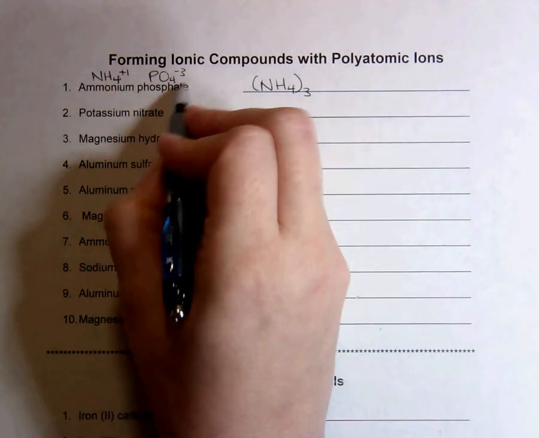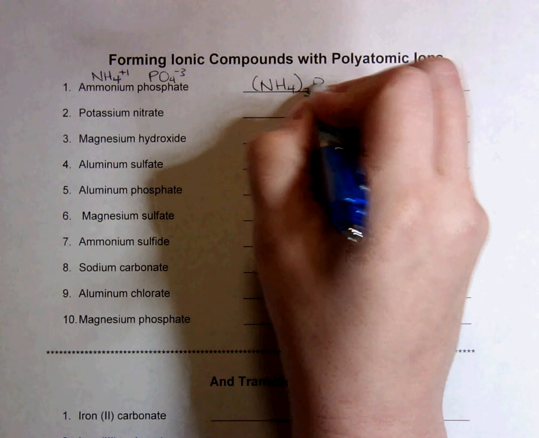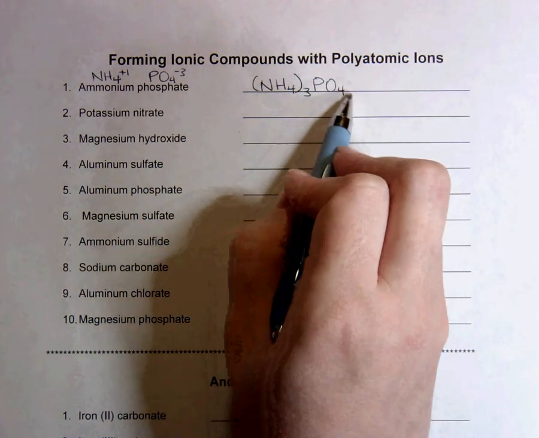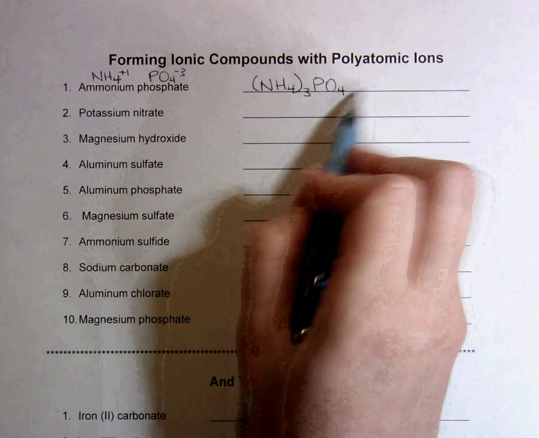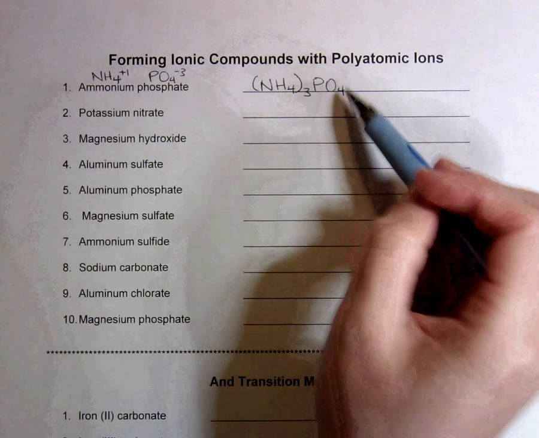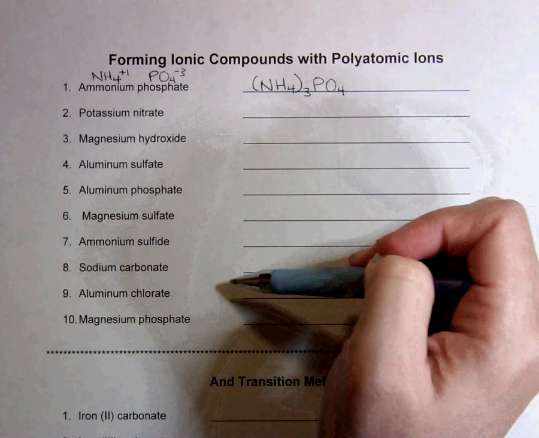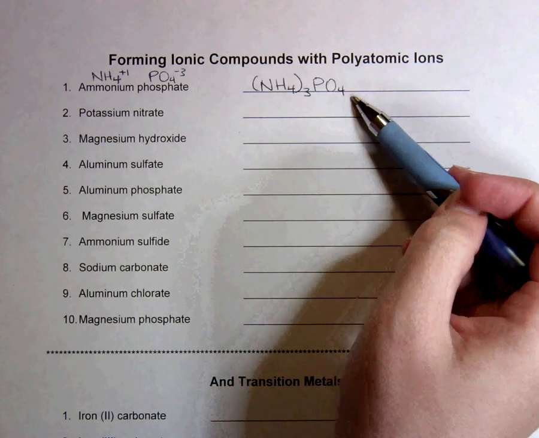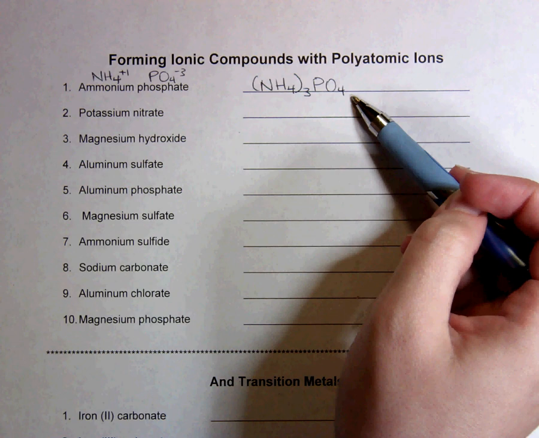PO4 does not get a subscript because we don't write 1s, so it's just PO4. I don't put it in parentheses because there's nothing that goes after it. If this had been PO4-2, if I needed to bring down a 2 from here, I would have put this in parentheses and then put my 2. Okay, we don't put the polyatomic ion in parentheses unless it gets an extra subscript added on at the end.